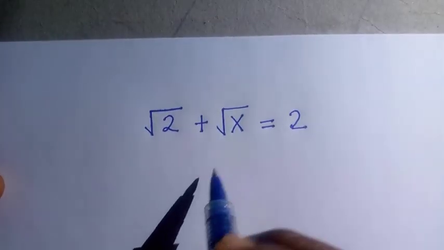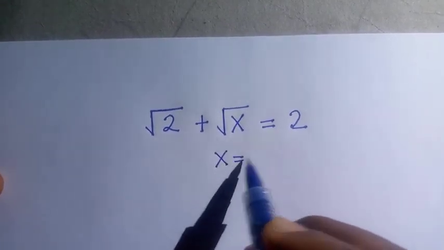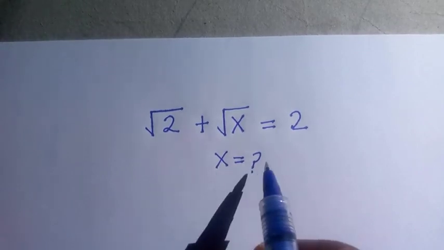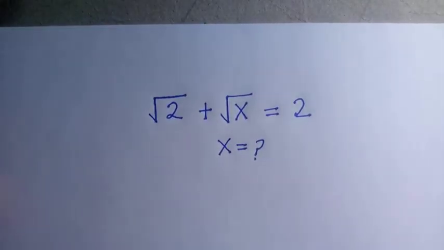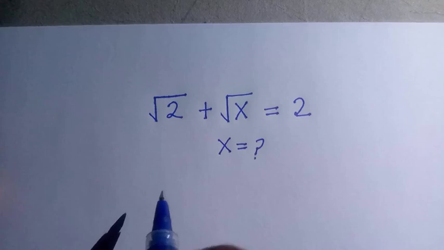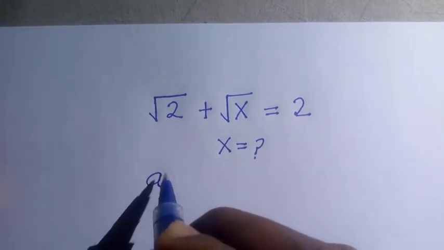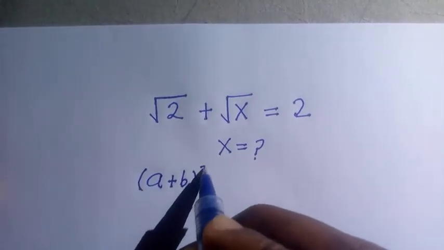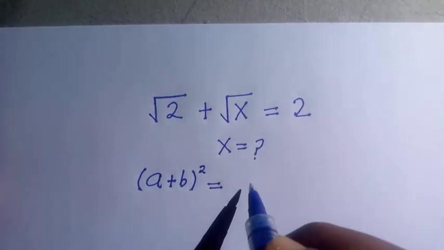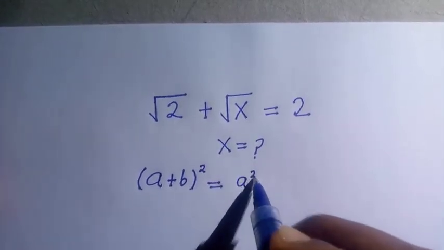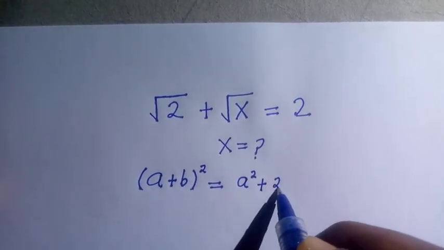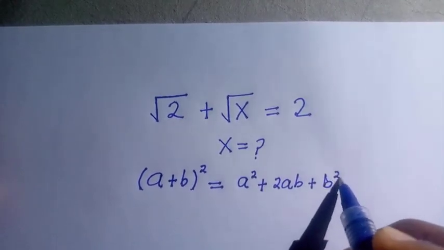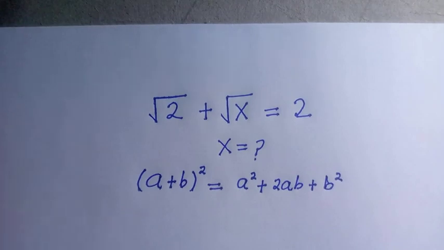How to find the value of x in this equation, where we have root x plus root 2 equals 2. Here we are going to consider the identity that says, suppose we have (a plus b) raised to power of 2, we have a squared plus 2ab plus b squared. This is what we have for this identity.